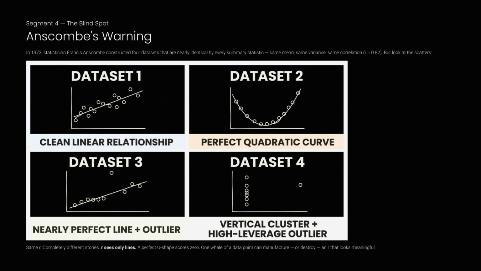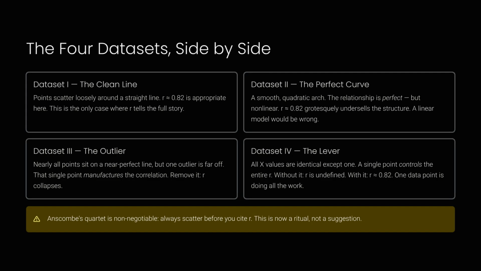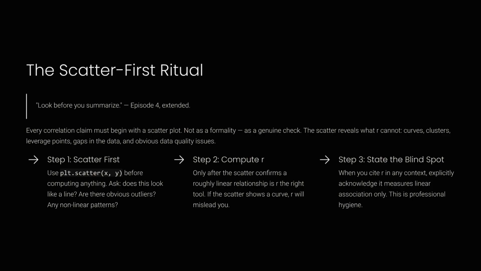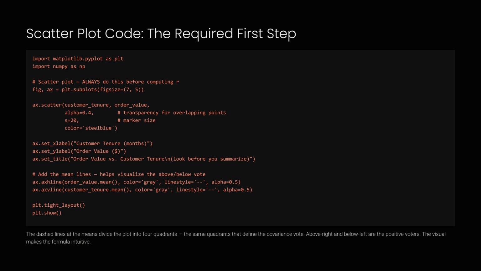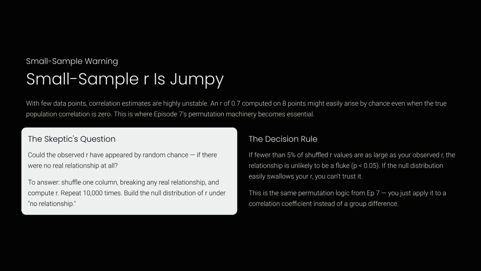Francis Anscombe demonstrated that different datasets can share the same summary statistics while having completely different underlying patterns. His quartet proves that a correlation coefficient can be misleading if the data is not visualized. Always create a scatter plot before you cite a correlation. Adopt the scatter-first ritual. Visualize first, compute second, and always be transparent about the limitations of linear metrics. Using Python, you can quickly generate scatter plots to visualize these relationships, including mean lines that make the covariance vote intuitive.